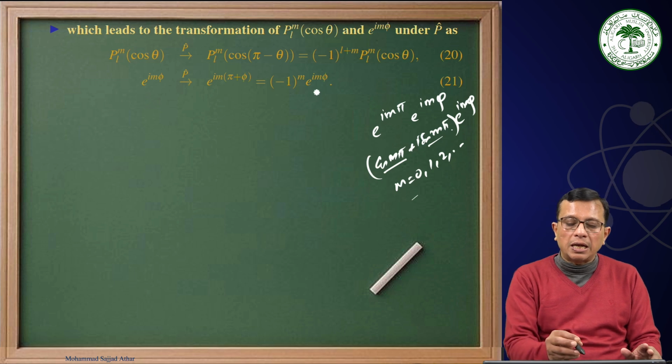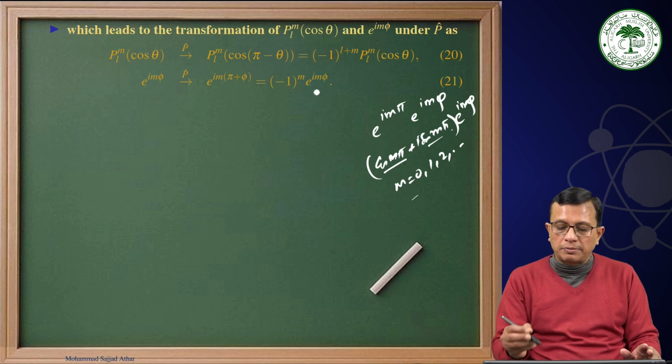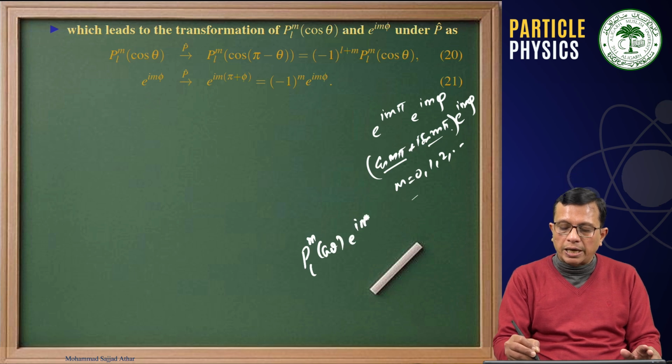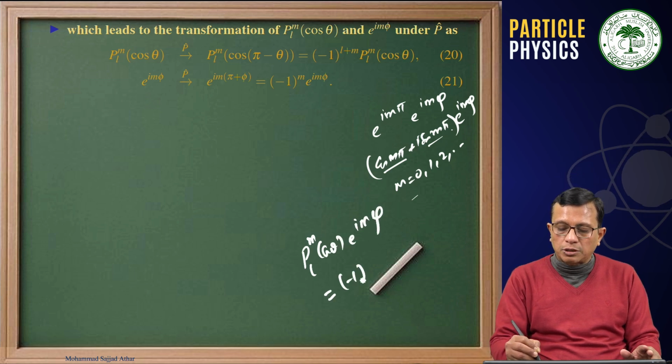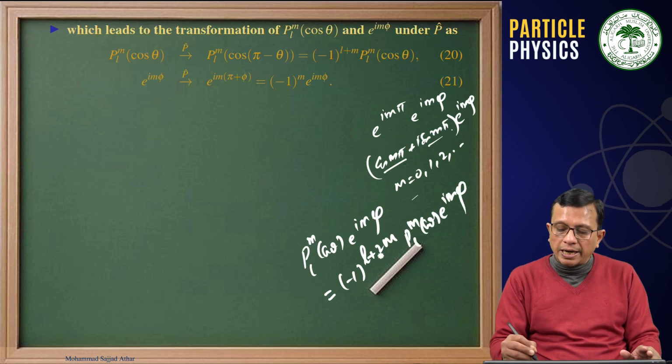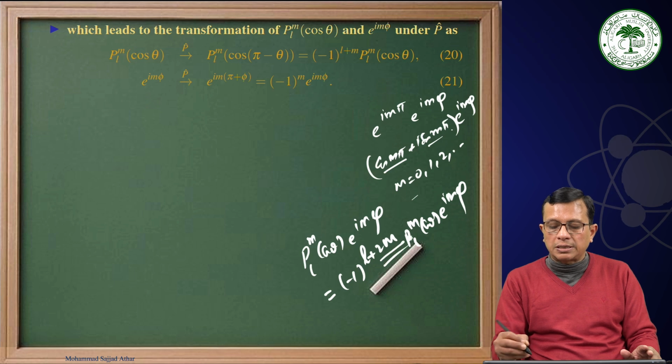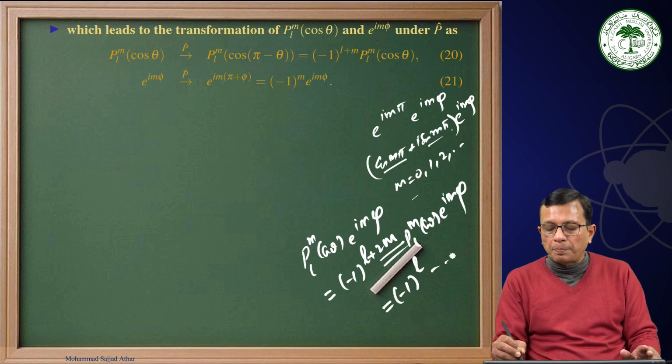Therefore, in that expression we had P_lm(cos theta) times e to the power i m phi, which is equivalent to minus 1 to the power l plus twice m, times P_lm(cos theta) e to the power i m phi. And since this is minus 1 to the power twice m, no matter what value of m you have, this will always give you plus 1. Therefore, this is equivalent to the complete expression of psi(r, theta, phi) with a factor of minus 1 to the power l.